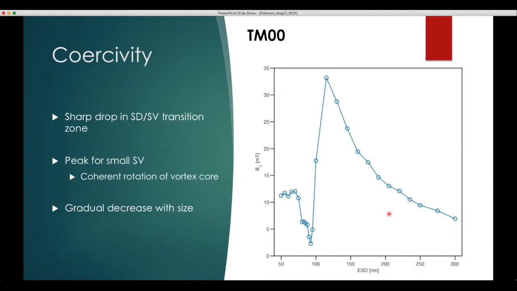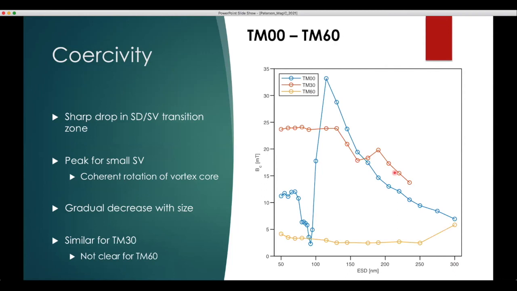If we look at coercivity, however, again this is magnetite. What we find is that the coercivity in magnetite shows a very strong drop in correlation to the transition zone. We go from about 11 or 12 millitesla down to about 2 or 3 millitesla. We then have this big spike up as we go into the vortex state, and then a gradual decrease with increasing grain size. And if we look at the TM30 and the TM60s, we do start to see some indication of the transition zone here.